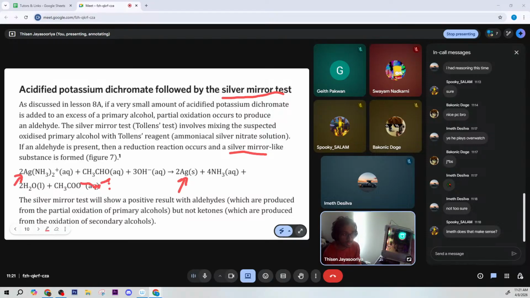So this only works if an aldehyde is present. If a ketone is present, this won't work. If we see a silver mirror-like substance after doing this test, the original sample that we had was a primary alcohol. If we don't see that silver mirror, it's going to be a secondary alcohol. If it doesn't react with the acidified dichromate, it's just a tertiary alcohol. So does that make sense for everyone?